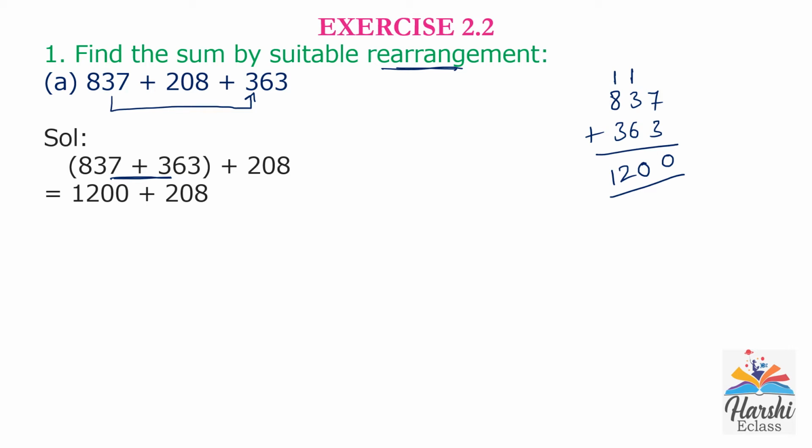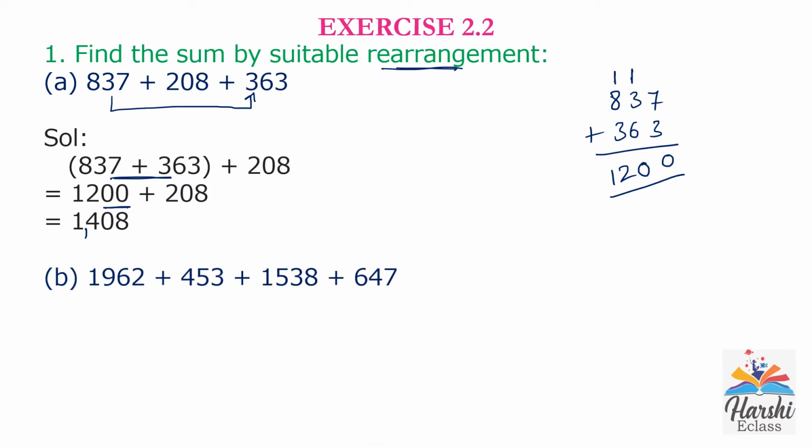1200 plus 208. It is easy to add 208 to 1200 because this number is ending with zeros. So it is easy. We will get 1408. The sum of 837 plus 208 plus 363 is 1408.